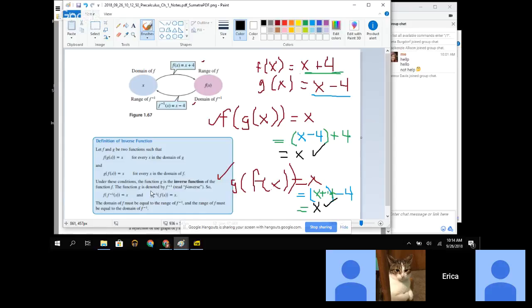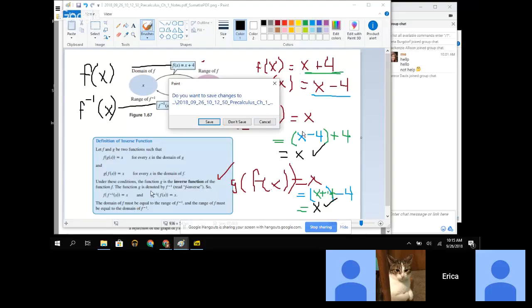And the way that we say this is that we have f of x and we have the inverse of f of x. So we call this one f of x and this one the inverse of f of x. All right, so that's kind of the general idea of what an inverse function is.